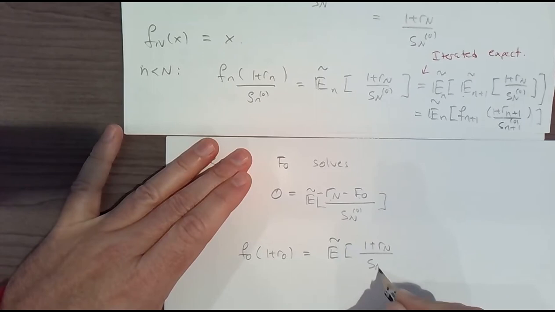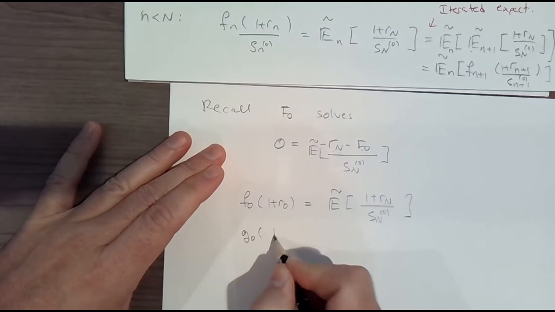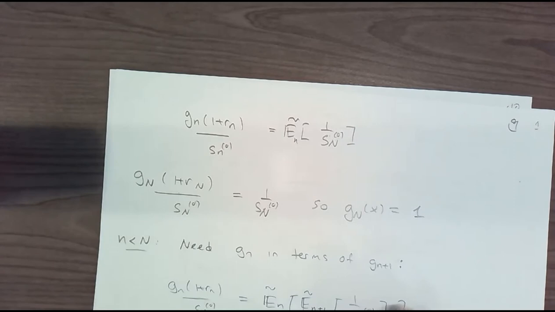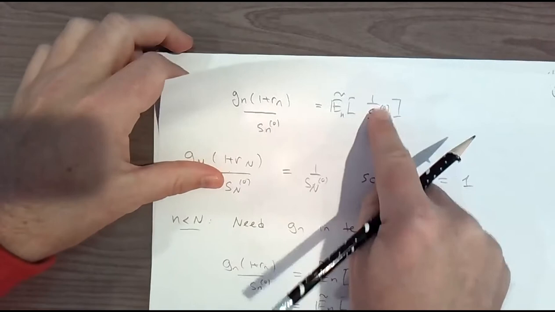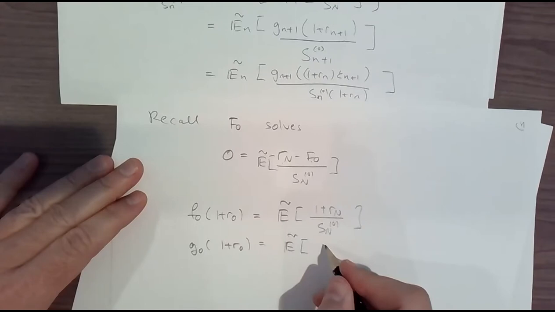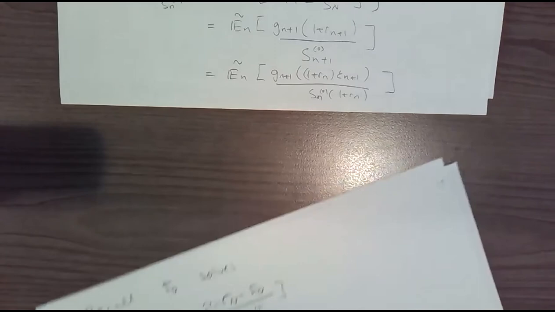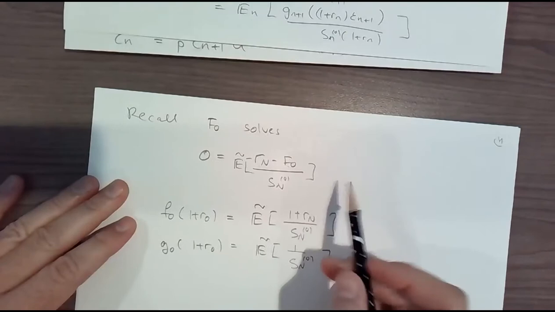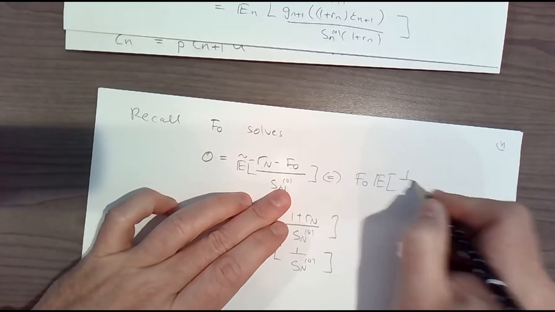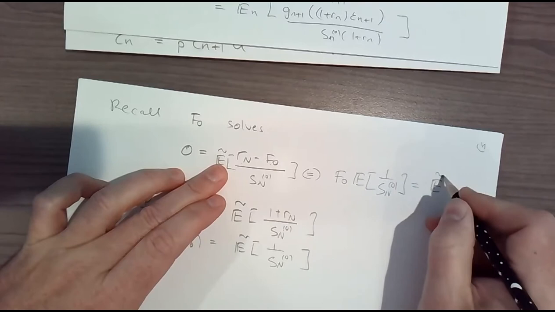And the other one was the g. This was equal to the expectation. What was g equal to? G was this one we have here. So g_0 evaluated at 1 plus R_n is just going to give us the zero coupon loan prices. G would give us 1 over S_n^0. Right, so if F_0 solves this one, we can move F_0 to the other side, and you're going to get F_0 times the expectation of 1 over S_n^0. This should be the expectation of R_n over S_n^0.